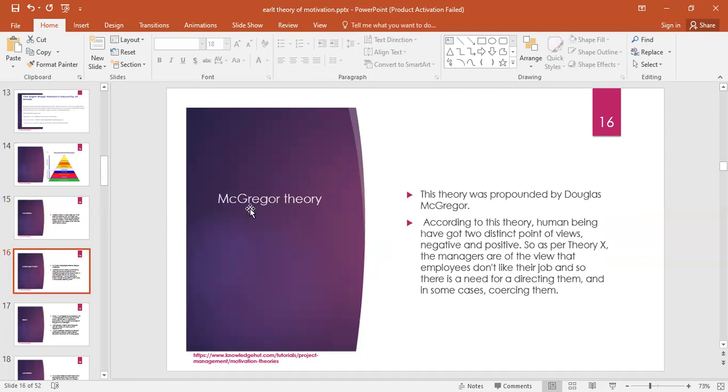Then comes McGregor's theory. This theory was proposed by Douglas McGregor. According to this theory, human beings have two distinct points of view, negative and positive. So as per Theory X, managers are of the view that employees don't like their job, and so there is a need for directing them, and in some cases for watching them.